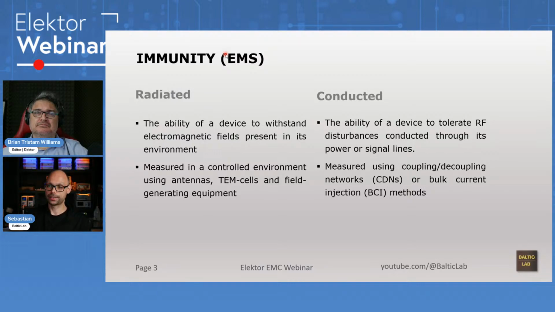Radiated immunity is tested in specially controlled environments, usually absorber chambers of some sort, like anechoic or semi-anechoic chambers. There's coils to couple magnetic fields. TEM cells would be an example for doing it in the lab. For the conducted, there's coupling/decoupling networks, or the bulk current injection method, which basically uses a very beefy current probe.